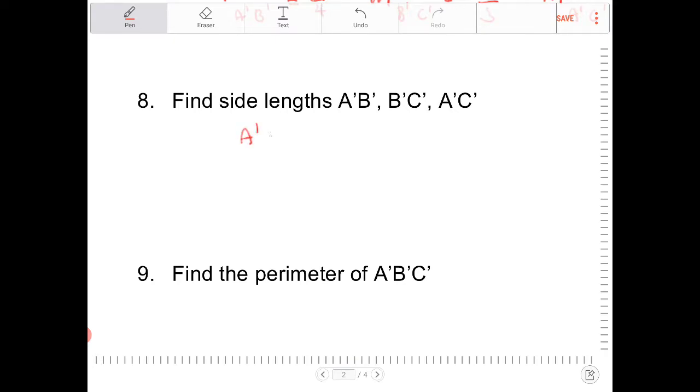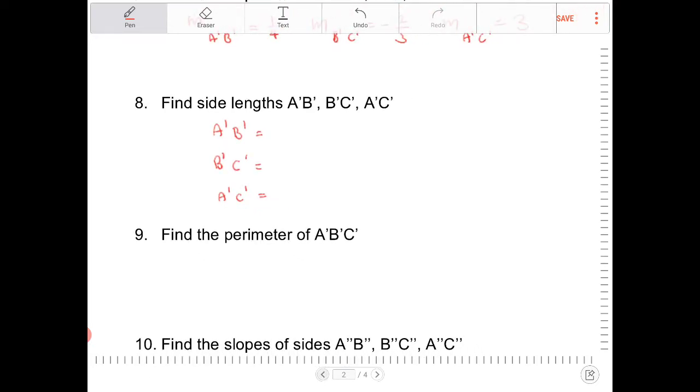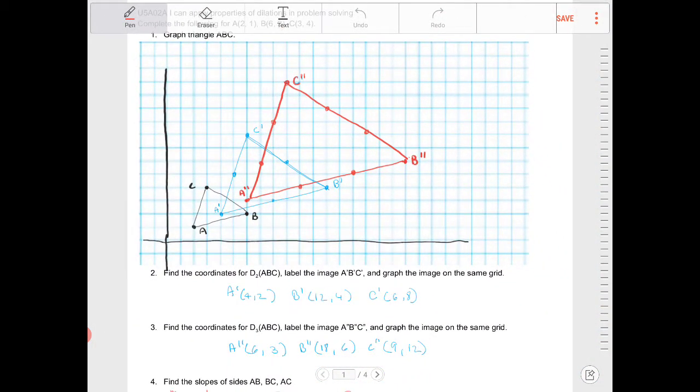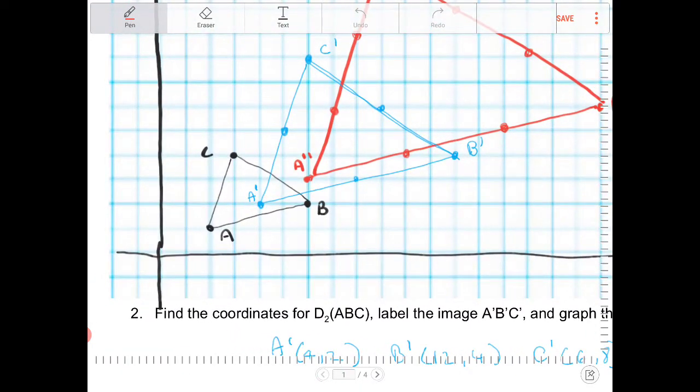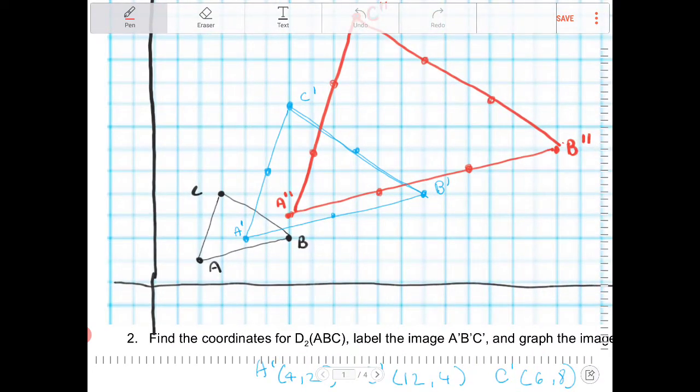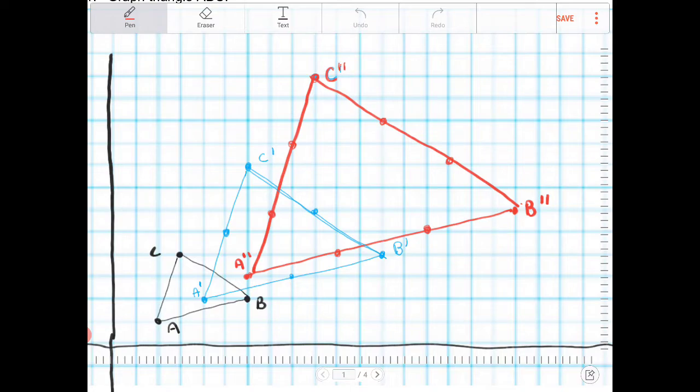If you look at the diagram, you can already kind of tell that the side lengths are all going to be either double or triple the original. Just look at it using your eyes. Going from A to B, or actually let's do A to C because it's less congested. Going from A to C, we go 1 over 3 up. A prime to C prime, we go 2 over and 6 up. And from A double prime to C double prime, we go 3 over and 9 up.